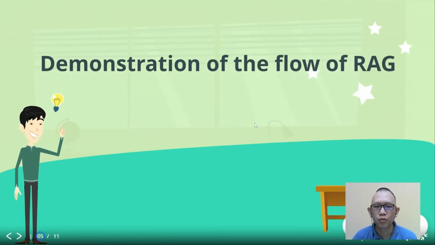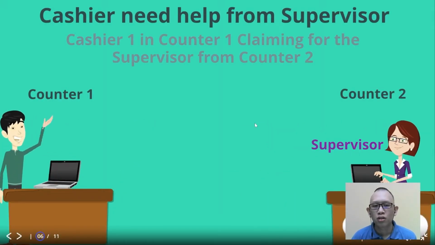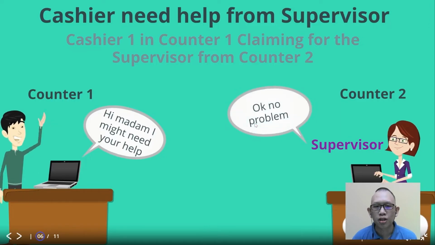Here we'll be demonstrating the flow of RAG with various edges. The first edge will be the claim edge. In this situation, the cashier might need help from the supervisor. So in this case, the cashier is just claiming for the help from the supervisor.